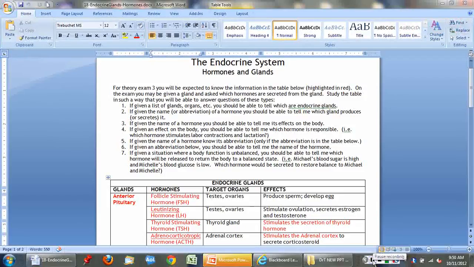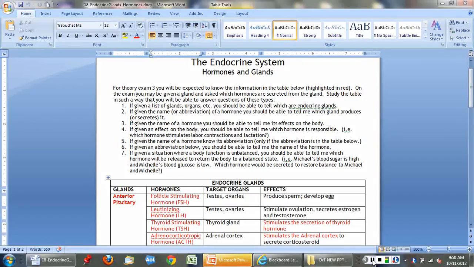So the theory exam is coming up in about 3 weeks. You're going to be tested on chapters 18, 19, and 20. Chapter 18 is over the endocrine system, 19 is over blood, 20 is over the heart. And then next time we'll have 21, which is over blood vessels. But so we'll be going over the content of chapters 18 through 20 here.